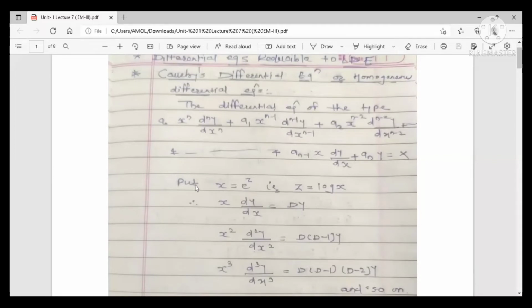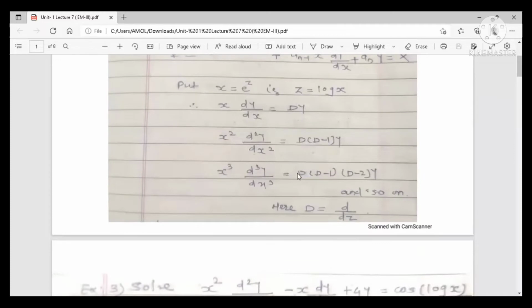Now, what is that substitution? The substitution is: put x is equal to e raised to z. Then z is equal to log of x, because if we shift this exponential function to the LHS, then you will get a log function. If x is equal to e raised to z, then the substitution for x into dy by dx is equal to D into y. This capital D is nothing but the derivative d by dz, the derivative with respect to z, because we are replacing the variable x by e raised to z.